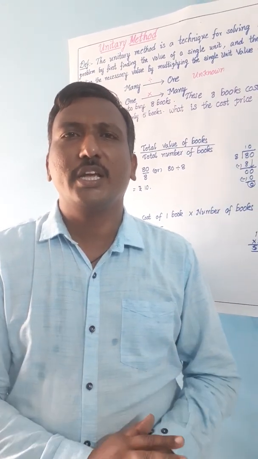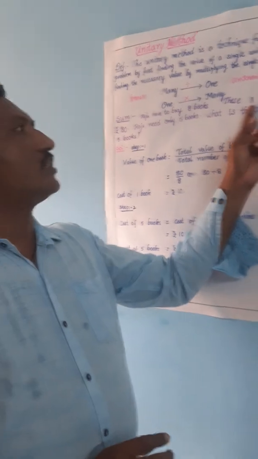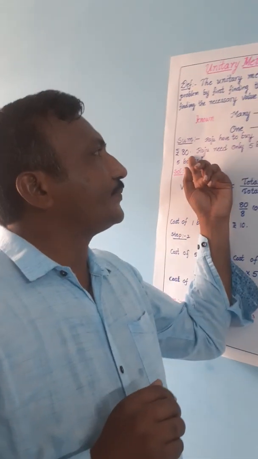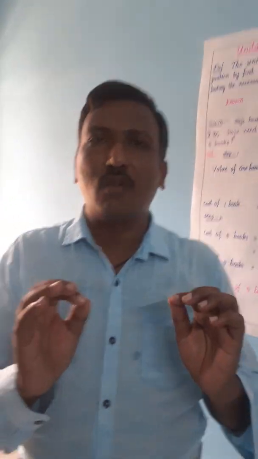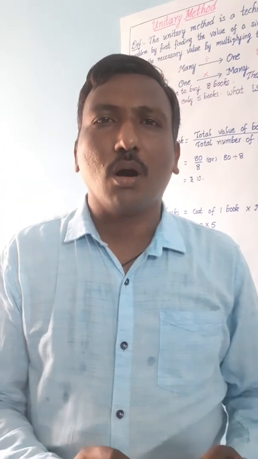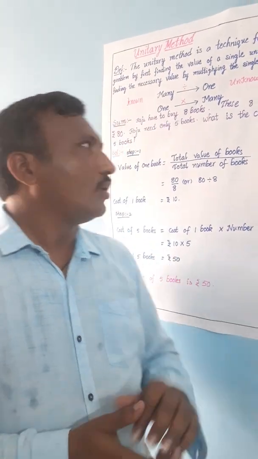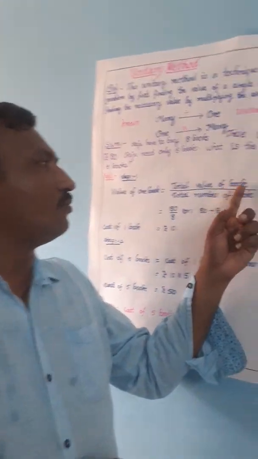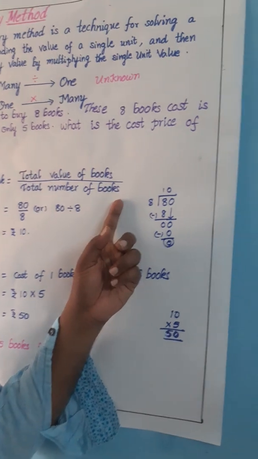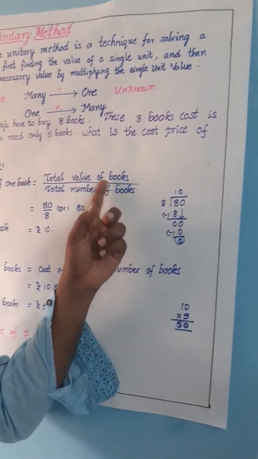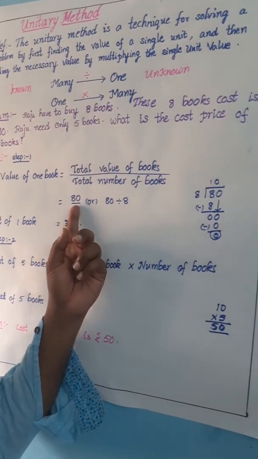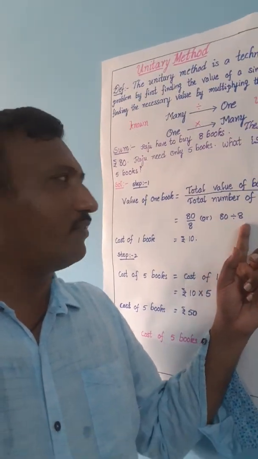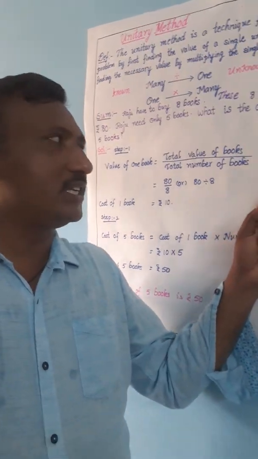What information does he have? Only the cost price of 8 books is 80. So he has to find the value of one book. So the value of one book is equal to the total value of books divided by the number of books. So what is the total value of the books? 80 divided by 8. We can write like this also. Division is here.